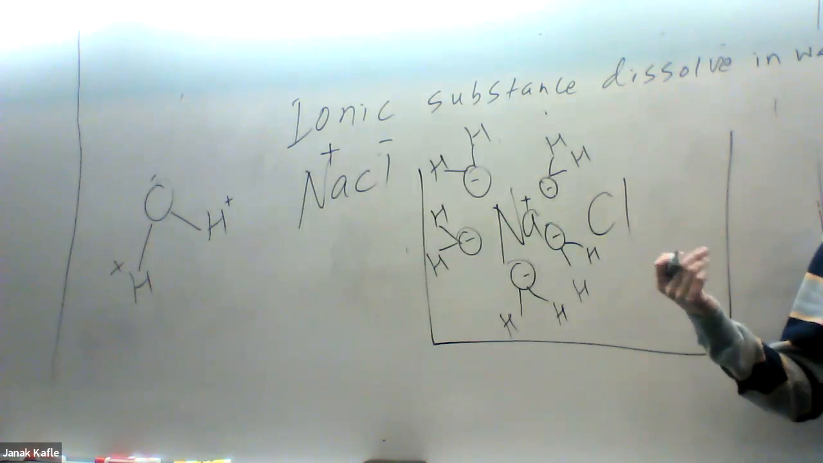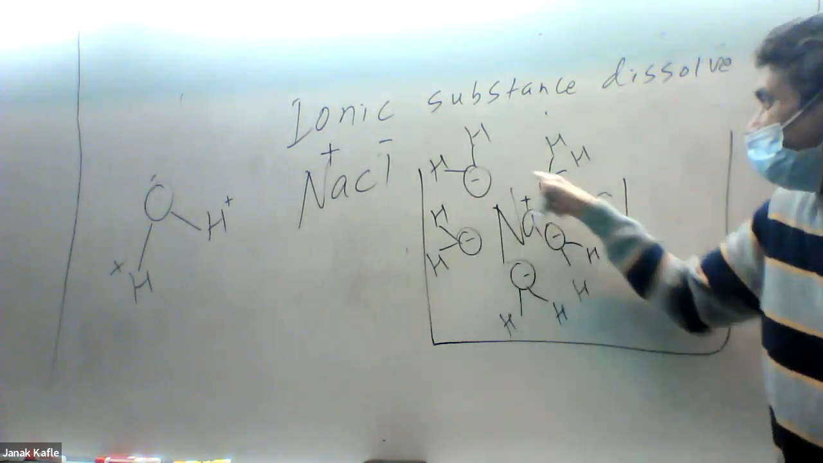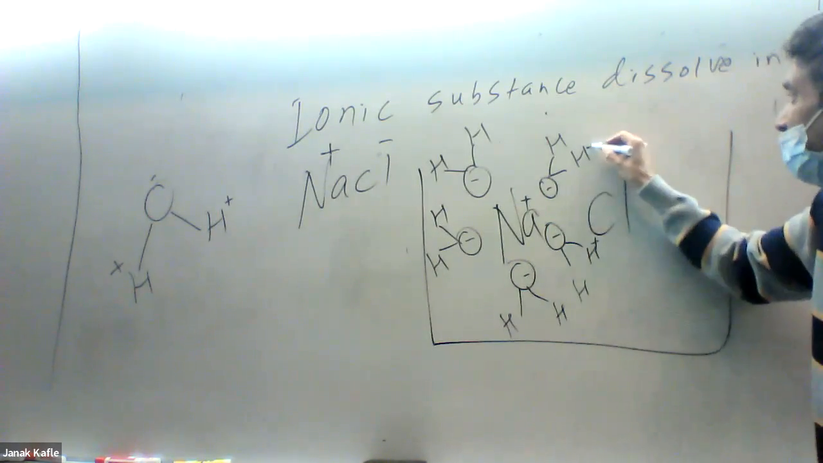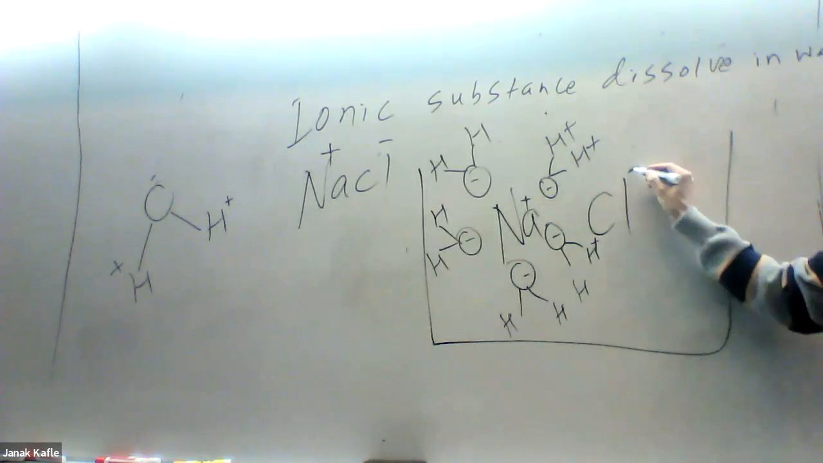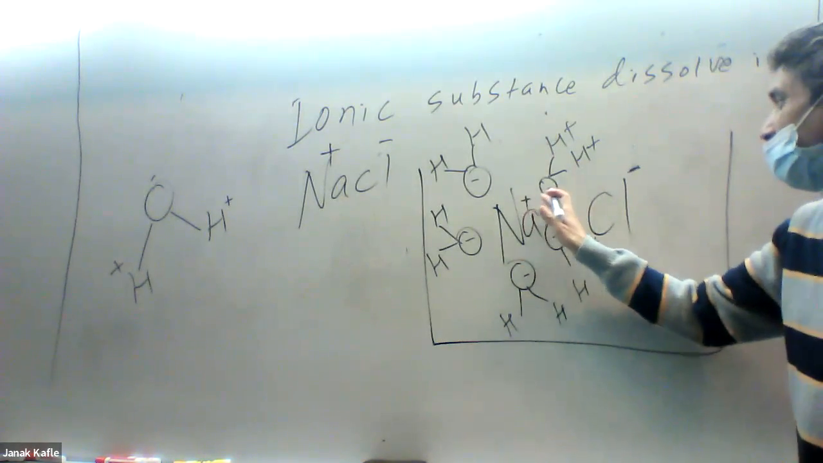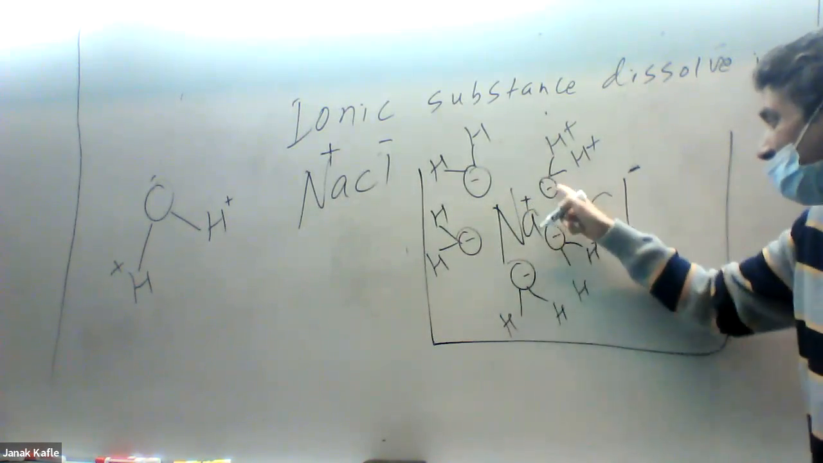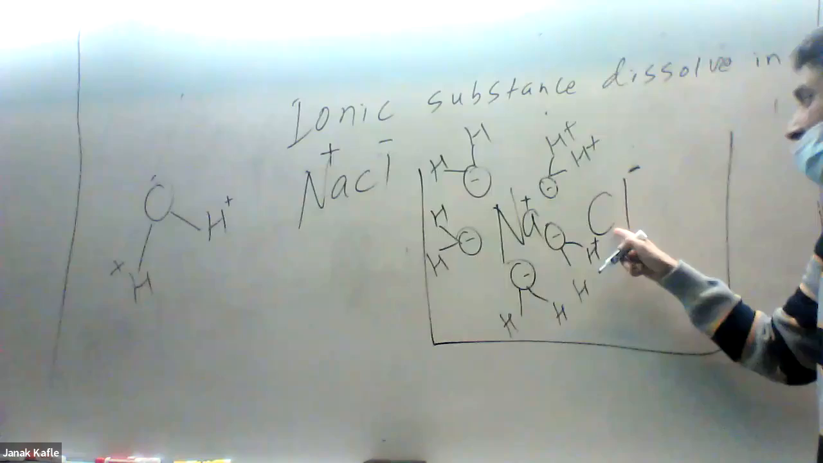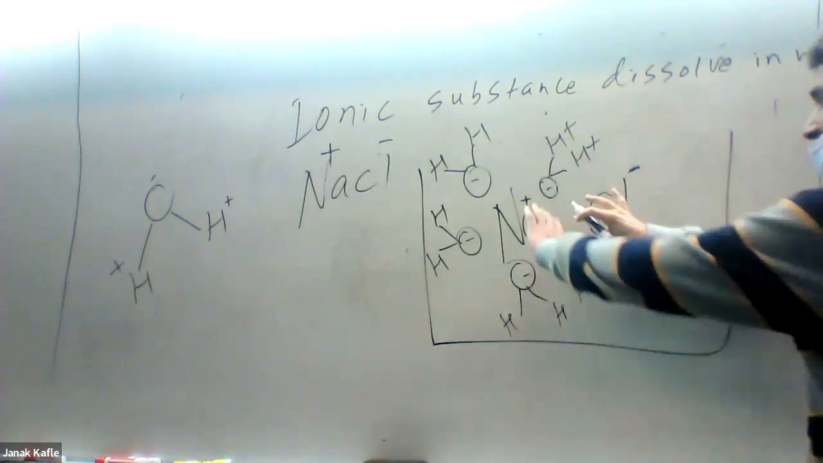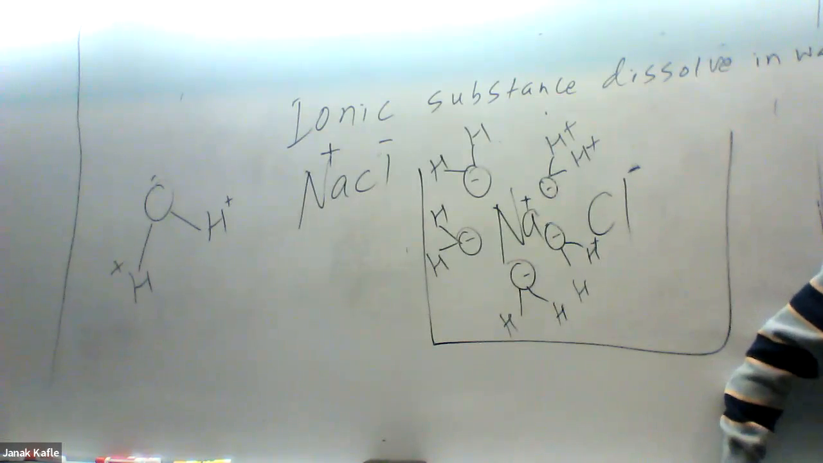What am I doing here? Na plus of sodium is being surrounded by the O minus of the water. And this Cl minus is being surrounded by H plus of the water. You see that? H plus is surrounding the Cl. At the beginning there was a force between Na plus and Cl minus. Now that force is being diluted by the O and H between the sodium and chlorine. When that force of attraction between sodium and chlorine becomes small, they separate, and that's called dissolution. That's how the salt dissolves in water.